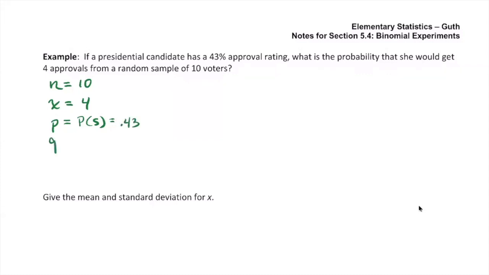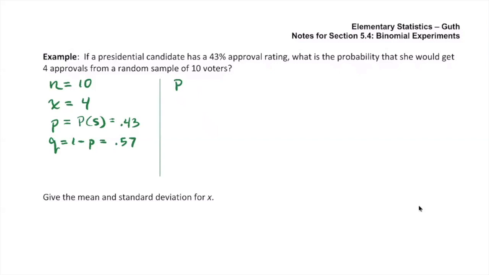And of course, Q is always 1 minus P. So if 43% of the population approves, then 57% don't approve. Any questions? Okay, and I think that's everything we need to do this.